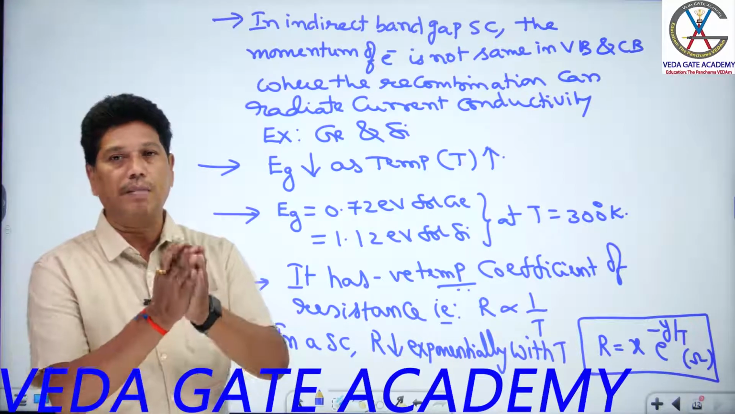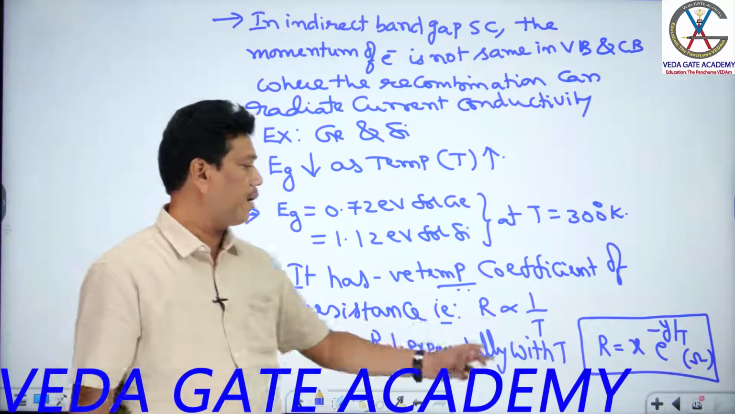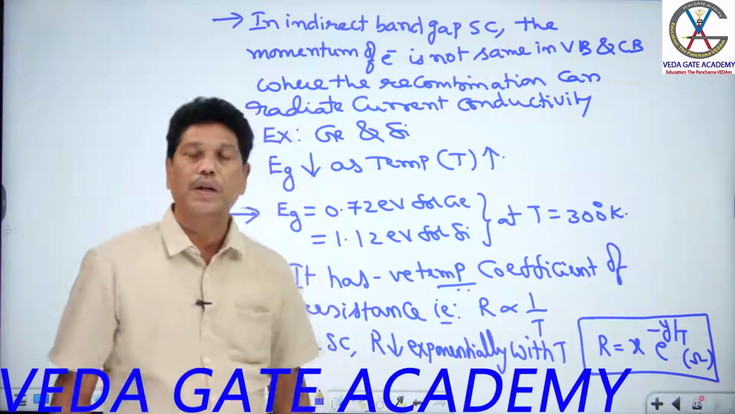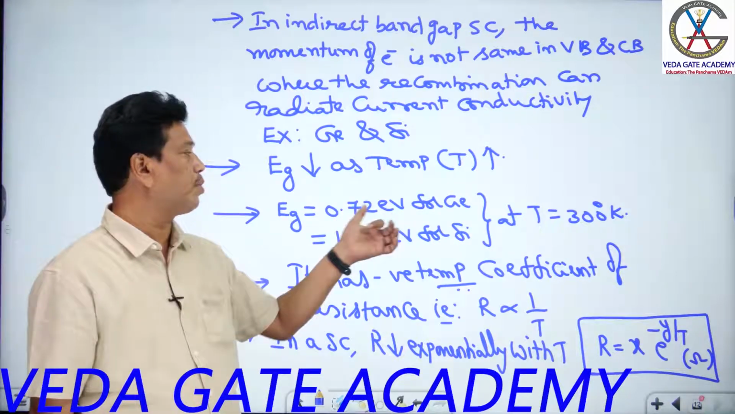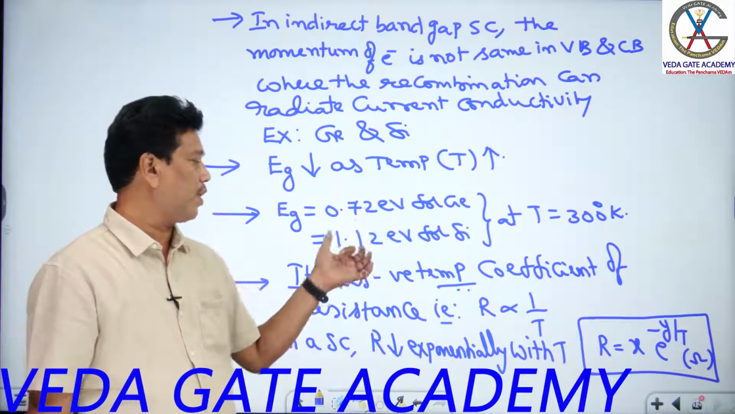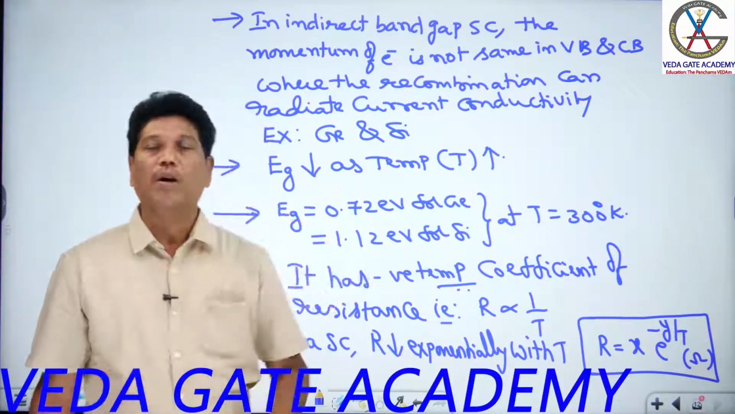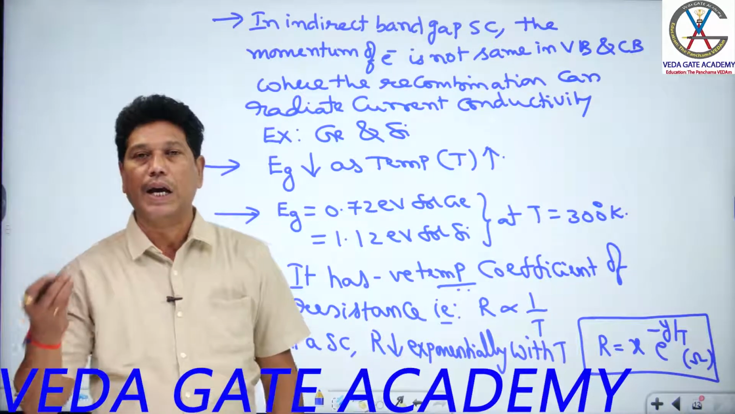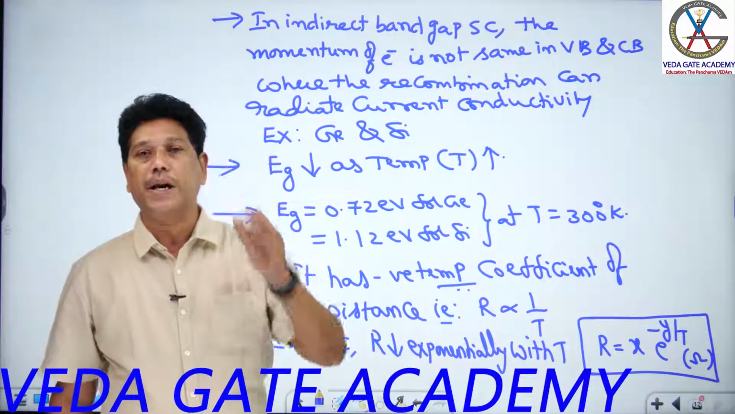So the resistance of a semiconductor decreases very rapidly with the increase in temperature, students. It has a negative temperature coefficient of resistance. The most popular semiconductors are germanium and silicon, whose energy gaps I discussed: 0.72 electron volt for germanium and 1.12 electron volt for silicon, at a room temperature of what? 300 degrees Kelvin. Okay.